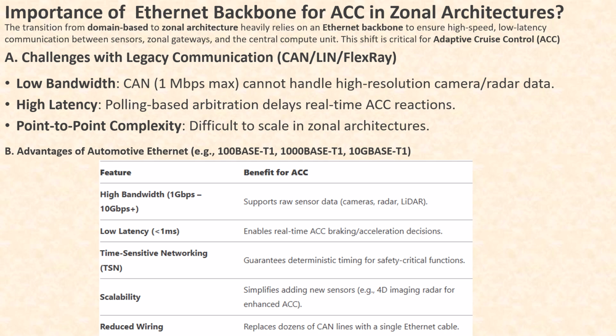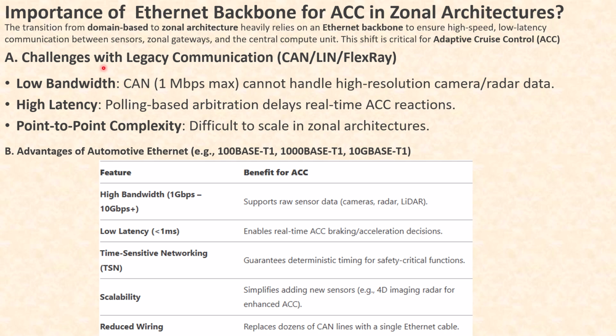The transition from domain based to zonal architecture heavily relies on Ethernet backbone to ensure high speed, low latency communication between sensors, zonal gateways and central compute unit. And the shift is critical for adaptive cruise control.